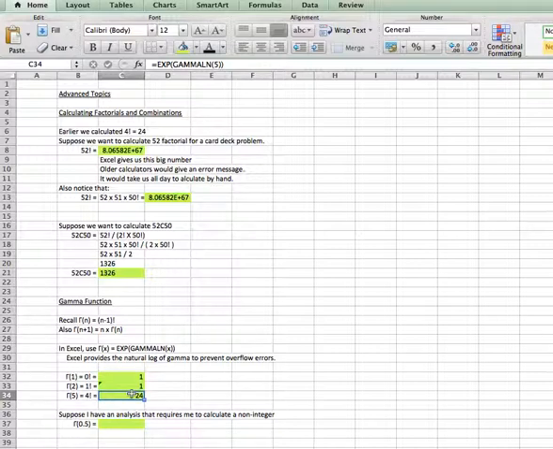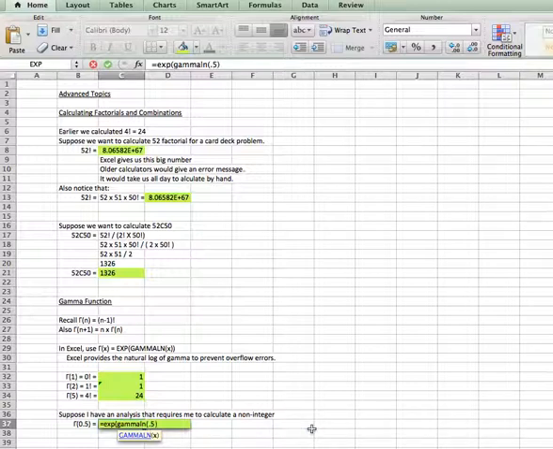The thing that the gamma function gives us is the ability to calculate these type numbers for non-integers. So let's look at the example of gamma at 0.5. And so that equals 1.77. So that's kind of an interesting capability that's available to us using the gamma function if we're doing analyses of that type.